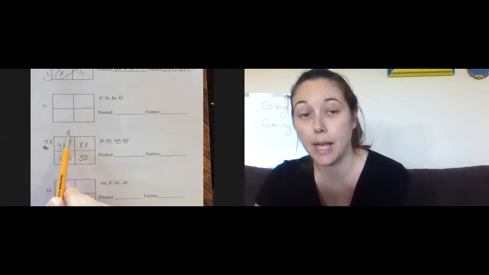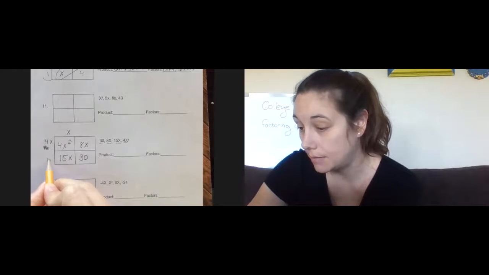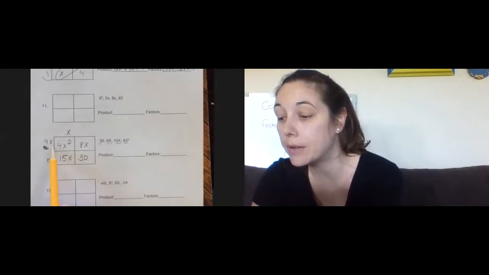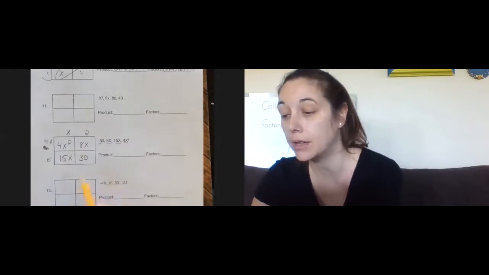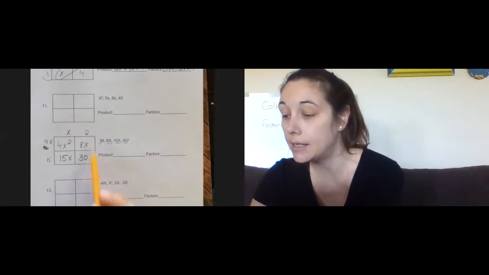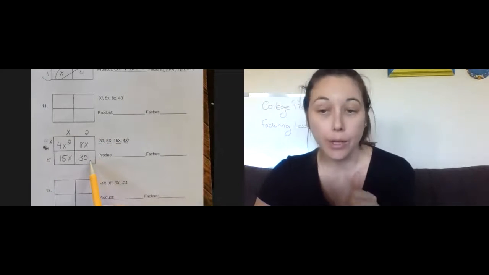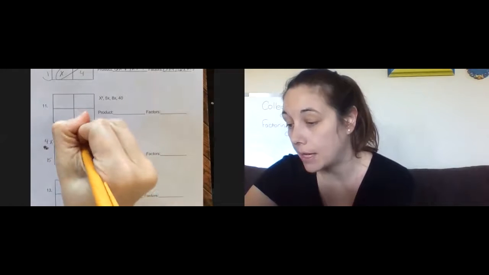Okay, so what do we multiply by x to get 15x? Well, it's 15. Okay, what do we multiply 4x by to get 8x? We multiply by 2. Now let's use our last box to check. 15 times 2 gives us 30. We're good, we did it. We've got everything in the right place.